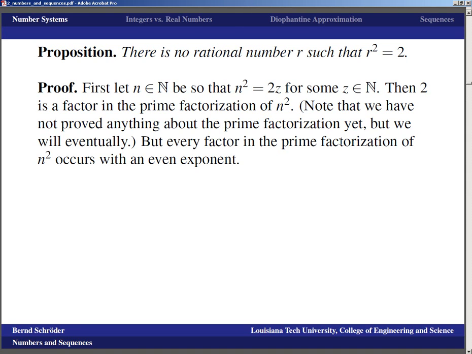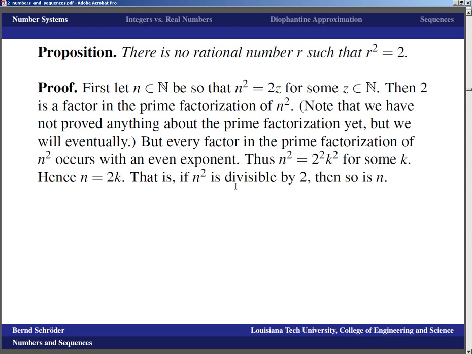But every factor in the prime factorization of a square occurs with an even exponent, right? Because when you square something, you multiply all the exponents by 2. So that means that n squared is actually 2 squared times k squared for some k. That k may have more factors of 2 hidden in it, but what we're really interested in is just the 2 squared. Basically that means that n is equal to 2k, and that means that if n squared is divisible by 2, then so is n.